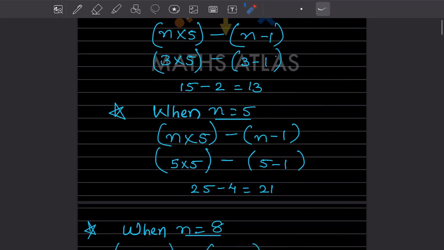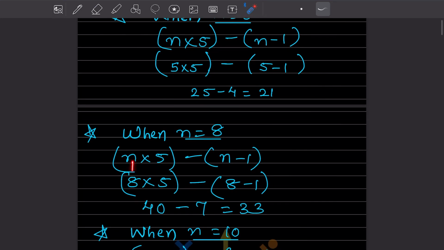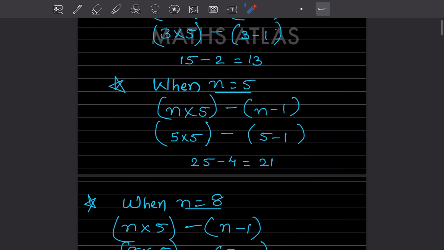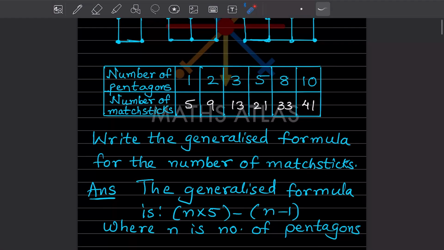So here, when n is 8, if we put n as 8, 8 times 5 is going to be 40. And this 8 minus 1, that is 7. So that is going to be 33. Now when n is 10, here 10, and 5 is already there from the formula. So 10 5s are 50. And here when we put 10 minus 1, that is 9. So 50 minus 9, that is 41. So I just put it with the white one.